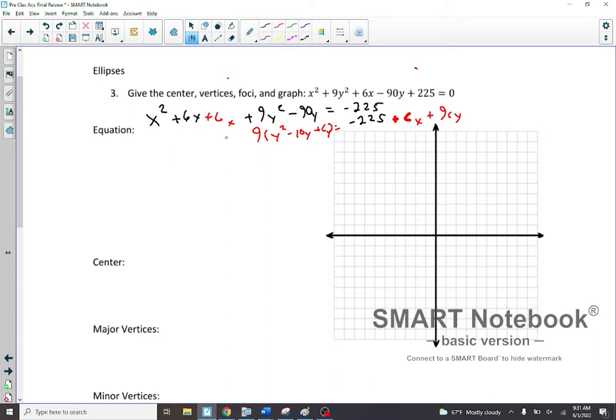6 is 3, squared is 9. So this is going to be 9, so I'm going to add a 9 here. And then cut this in half, which is 5. Squared is 25. 25 times 9 is 225, so 225.